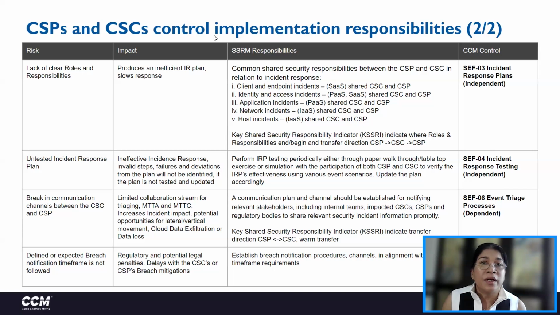The last risk is that the defined or expected breach notification timeframe is not followed.